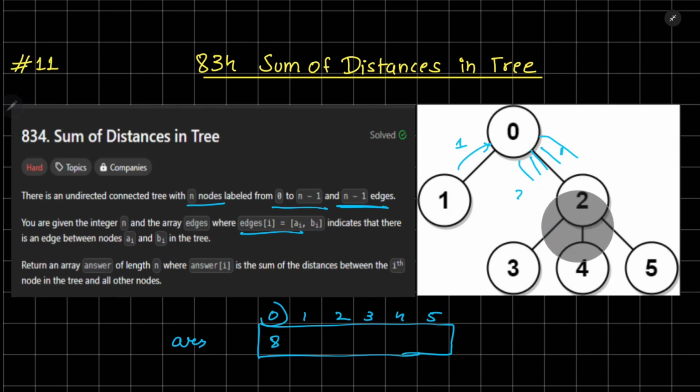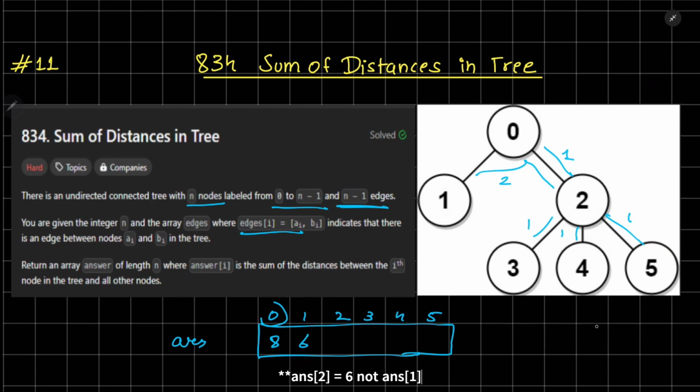Similarly, we have to calculate this sum for each node. Let's take an example of 2. The distance between 2 and 0 is 1, and for 1, 3, 4 and 5 it's 1, 1, 1 and 1 for 3, 4 and 5, while 1 is 2 distant from 2. So our answer would be 1 plus 1 plus 1 plus 1 plus 2, so that will be 6. Similarly, we will calculate it for all the vertices. For 1, the distance between 1 and 0 is 1, between 1 and 2 it is 2, and between 1 and 3 it will be 3. Similarly, 1 and 4 will be 3, and 1 and 5 will be 3.